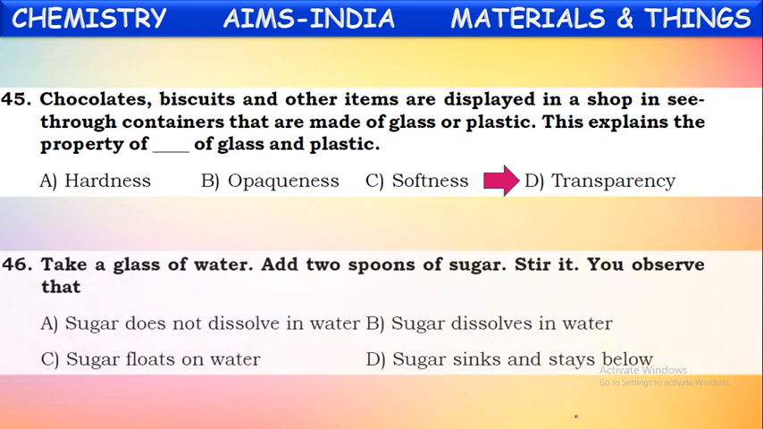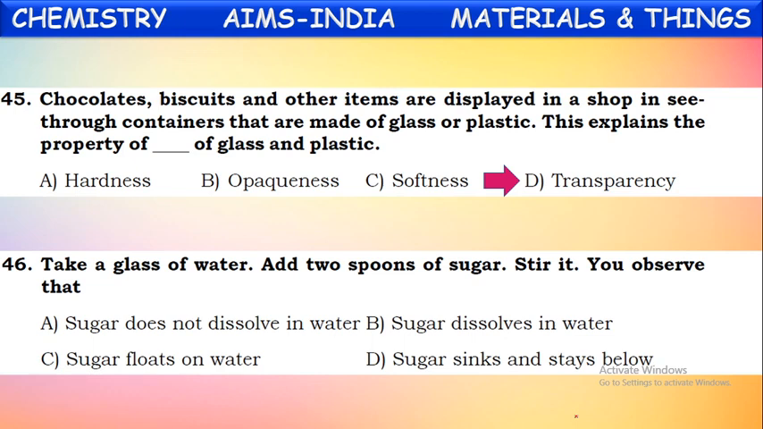Next, take a glass of water, add 2 spoons of sugar to it, stir it. You observe that. What happens when you add 2 spoons of sugar into water and stir it? What will happen? Sugar does not dissolve in water. Sugar dissolves into water. Sugar floats on water. Sugar sinks and stays below. Which will be the correct answer?